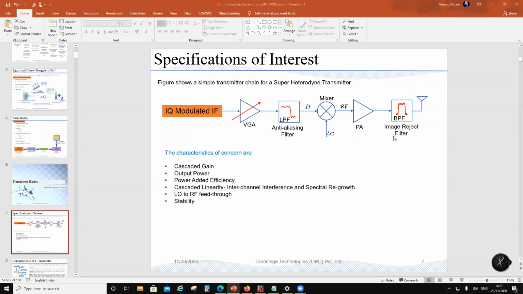Then I'll be looking at power added efficiency. Why? Because mostly the handhelds are going to be depending on battery, right? So then I would be concerned about the efficiency of PAs and stuff like that. Then I would also be concerned about the cascaded linearity of this. So we are concerned about two things: one is the interchannel interference, the other is the bit error rate, right? So that's where the linearity comes in.